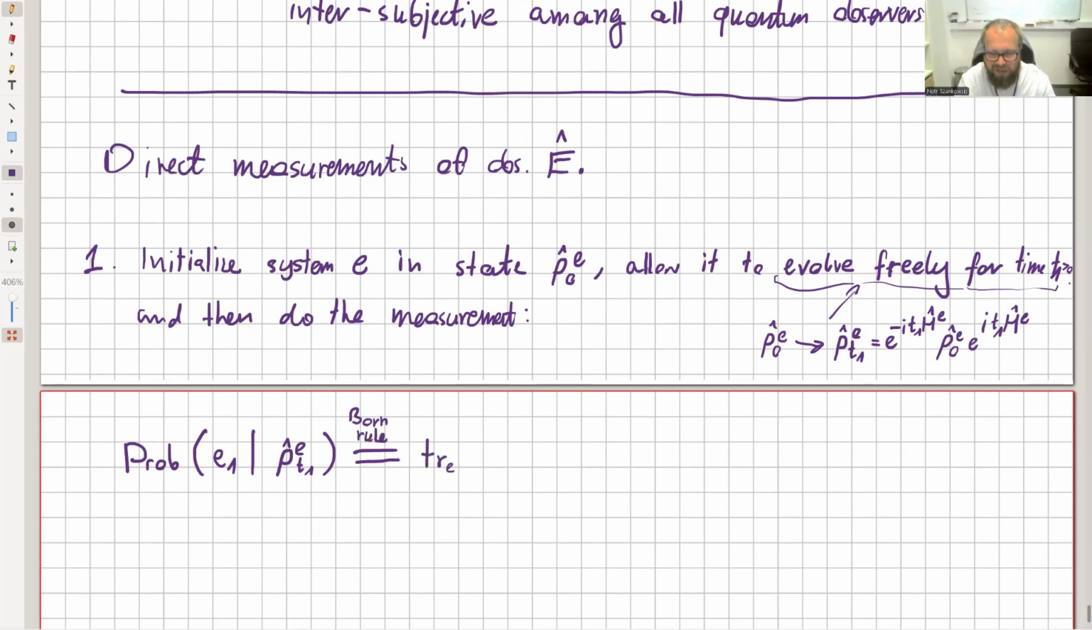So this is the trace over E. You take a projection operator P_E(E1), the projection onto the eigenspace corresponding to eigenvalue E1, and you put here the state ρ_E(0), e^{-i T1 H_E}. Right, so this is the standard Born rule from standard quantum mechanics.